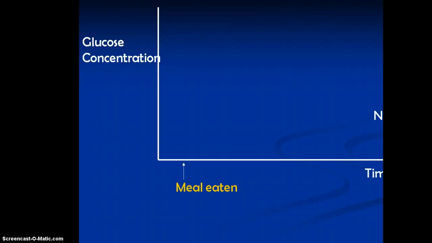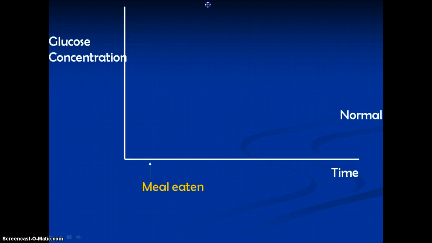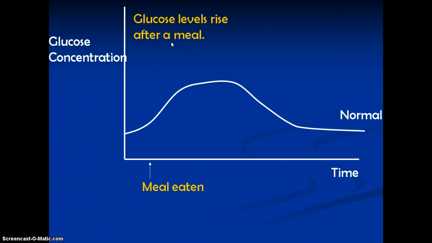Here you go. Here's glucose concentration on the y-axis. You've got time on the x-axis. This is a normal person. Okay, here I'll just kind of move this over so you can see. Hello, I'm a normal person. All right, so I eat my meal, and down it goes, right?